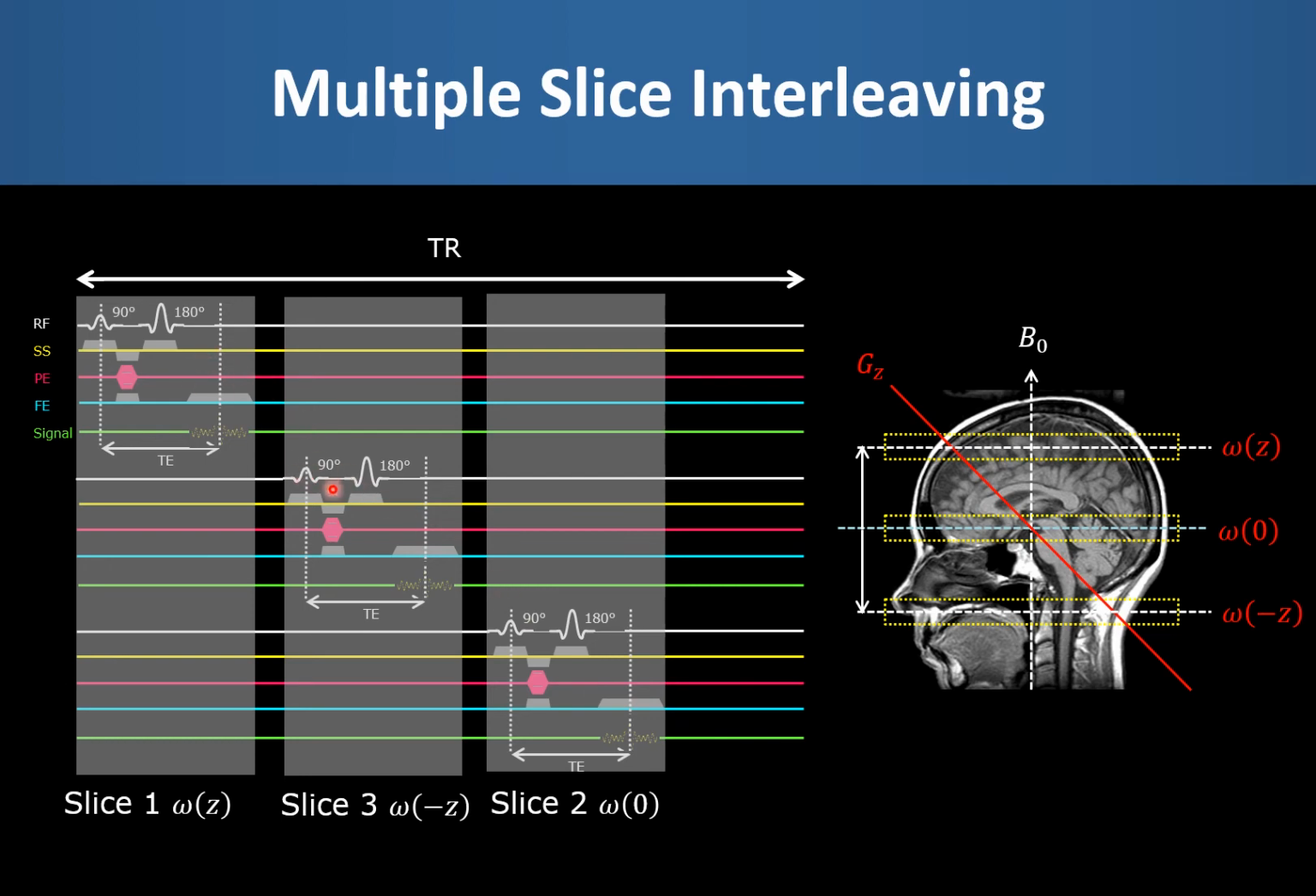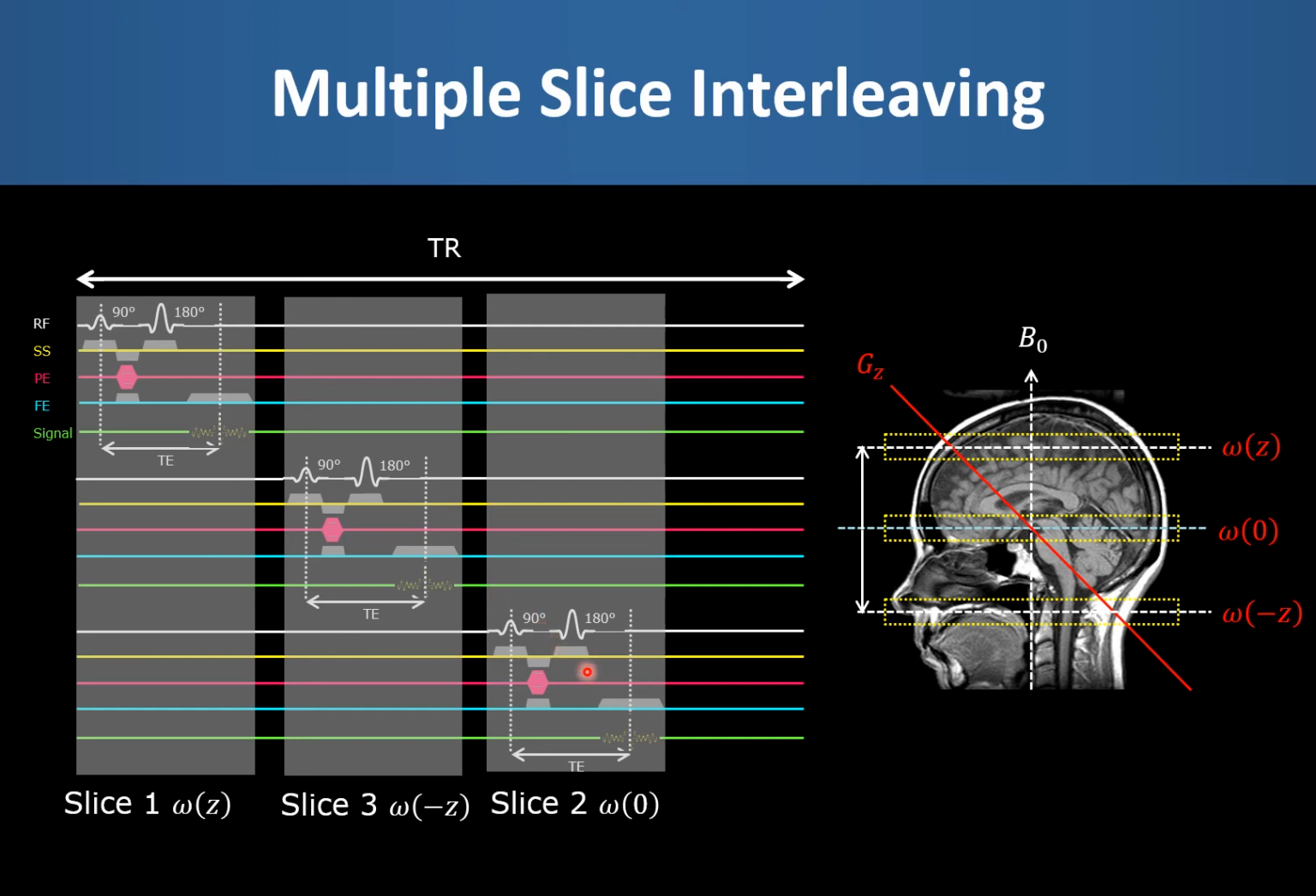This simple example shows 3 slices being interleaved in the TR period. All that is going to change between slices is the carrier frequency for that slice location. The RF envelopes will not change since that only dictates the slice thickness, and that will be the same for each slice. Since only the carrier frequencies are different, only the spins within each slice will be excited and all the other slices will recover normally.